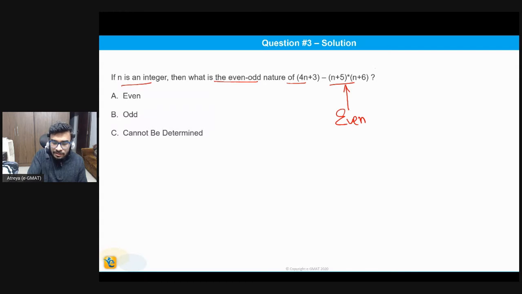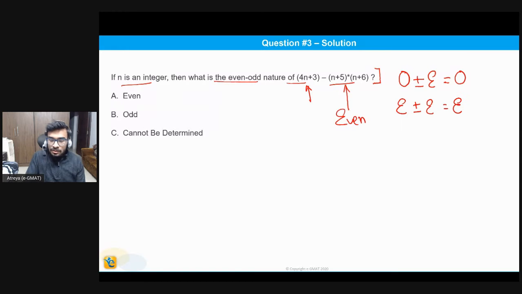Now, since this is even, there would be two cases. 4n plus 3 can either be odd or even. Now, when I add or subtract an even number from an odd number, I get the result to be an odd number. When I add or subtract an even number from an even number, I get the result to be an even number. So if I'm adding an even number to any number, the valuation of this is essentially zero. It doesn't add anything to the expression. So what I can essentially do is cancel off the part that is giving me an even, the even part.